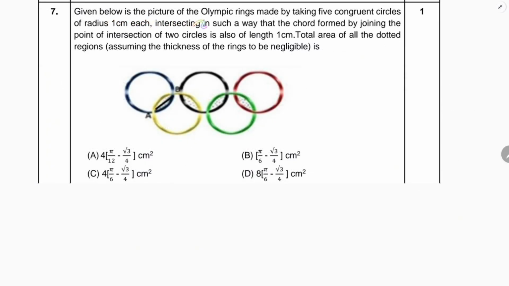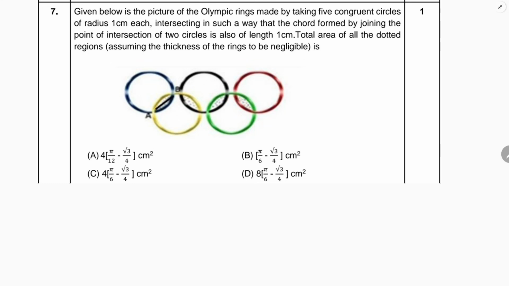Given below is the picture of Olympic rings made by taking 5 congruent circles of radius 1 cm each, intersecting in such a way that the chord formed by joining the points of intersection of two circles is also of length 1 centimeter. Find the total area of all the dotted regions. Here there are 4 dotted regions. In that we'll be having 8 segments if you draw a line like this.